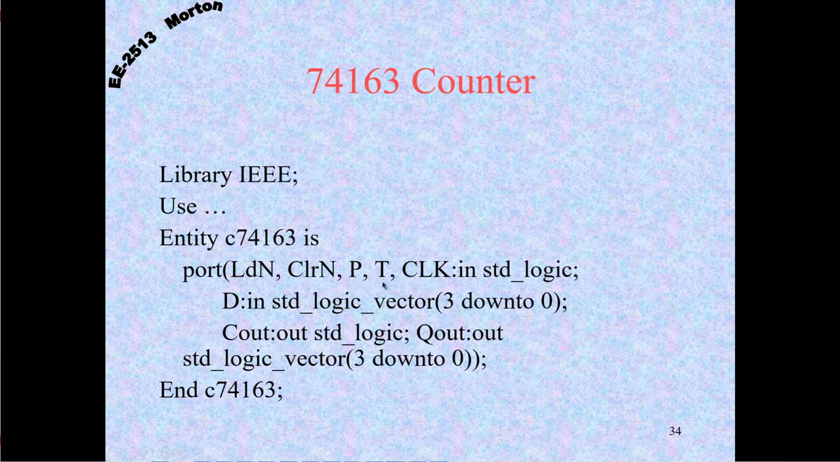And then it has P and T. Then it also has D, which is a 4-bit vector. And then we have count, which is just a single bit. It's an output, but it's a 4-bit output. So count is a 4-bit output, and Q out is also a 4-bit output. And they're standard logic vectors, 3 down to 0. The reason we write this 3 down to 0 instead of like a normal array is because we want it ordered with the higher order variable first.